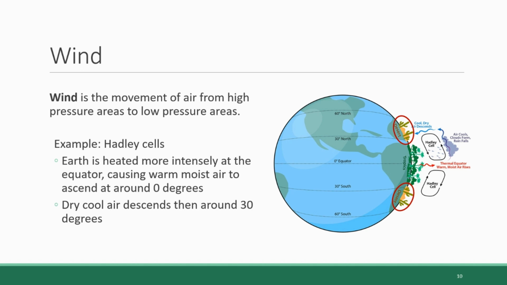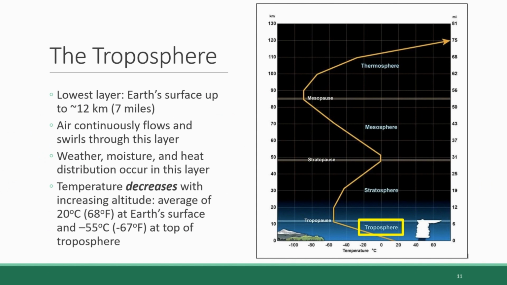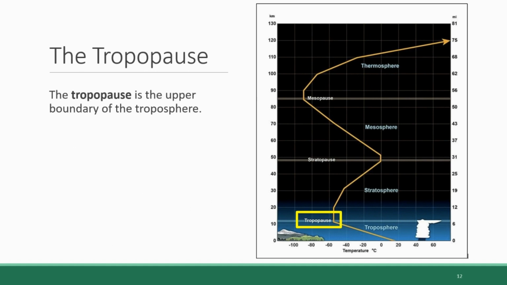For now, let's get back to the structure of the atmosphere. So we've seen the characteristics that define the troposphere. And at the top of the troposphere, there is this barrier that is referred to as the tropopause. The tropopause is a boundary where temperatures stop decreasing as you go up.